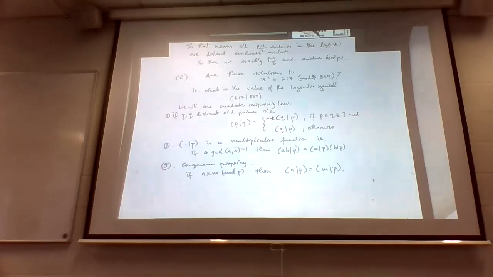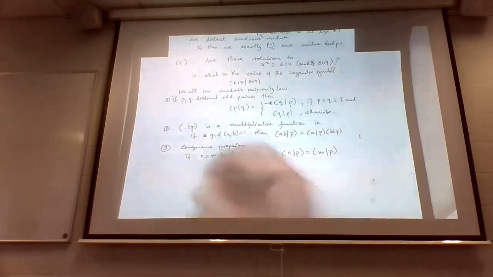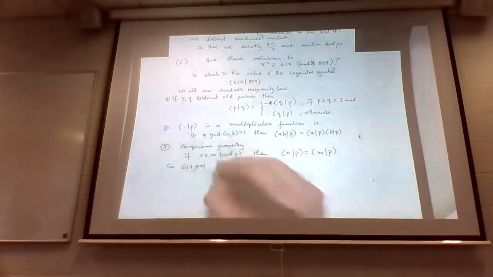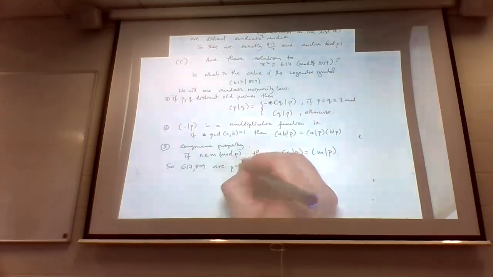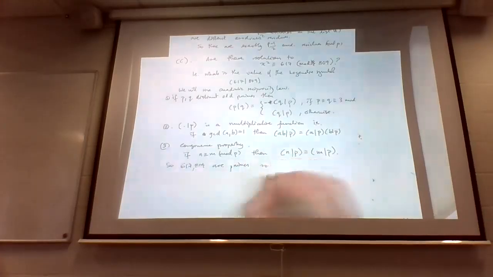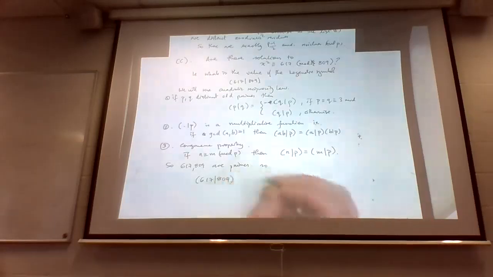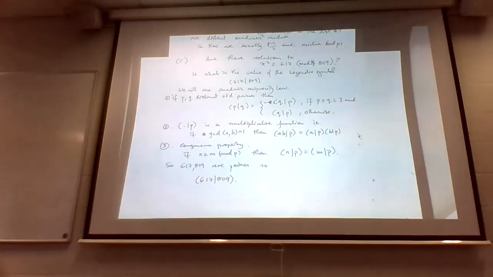So these are our three properties. I've labeled them 1, 2, and 3 there, so we can refer to them easily. So 617 and 809 are primes. It's given in the question. So here we go. Now the sequence of moves is factorize, flip, reduce, factorize, flip, reduce, factorize, flip, reduce. So where do we come into it? Which one do we do first?